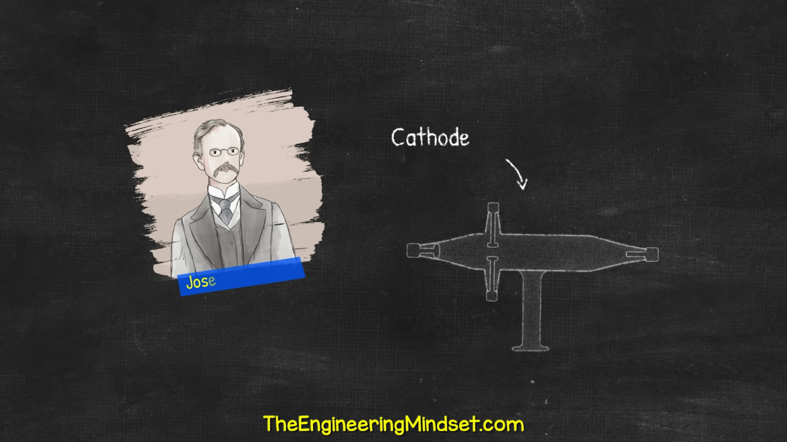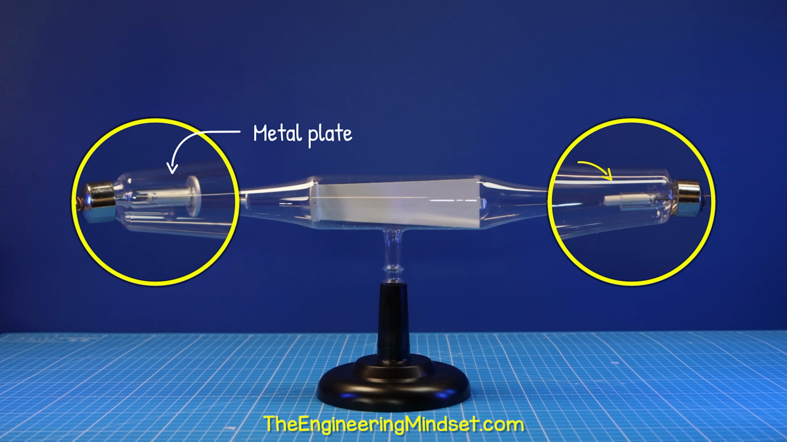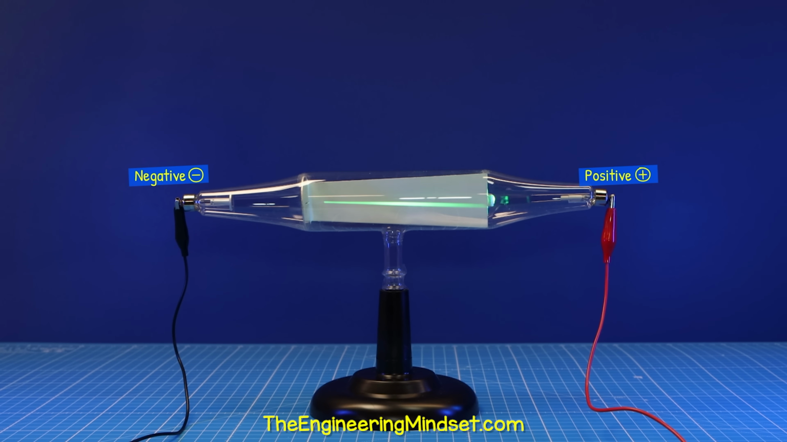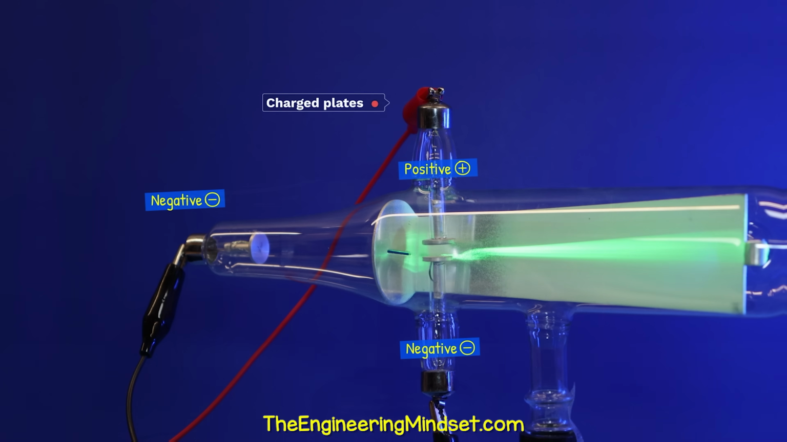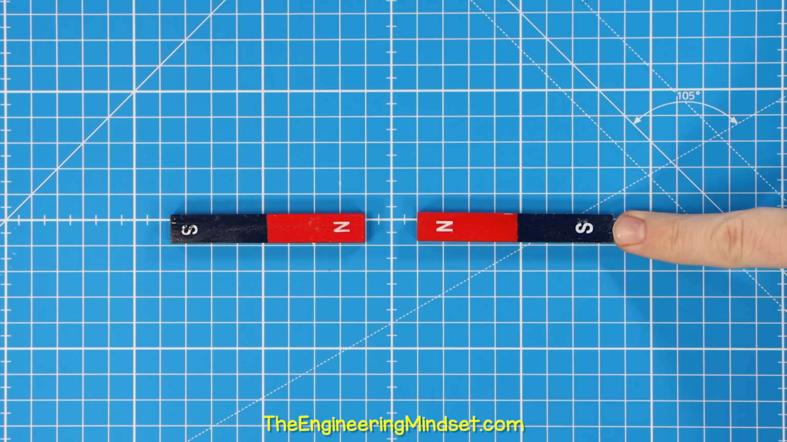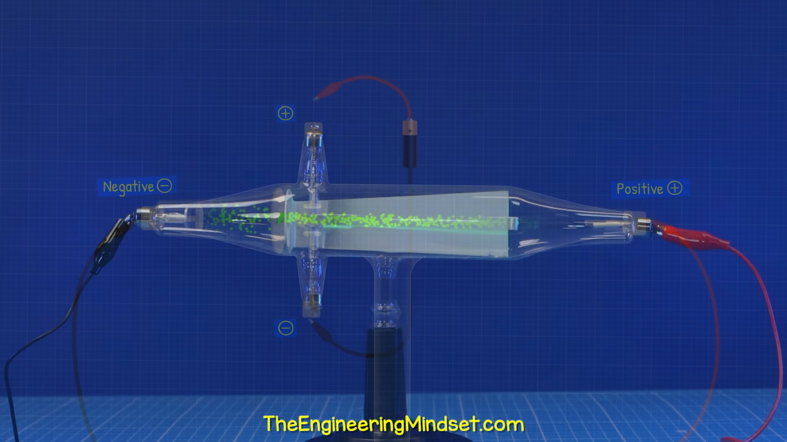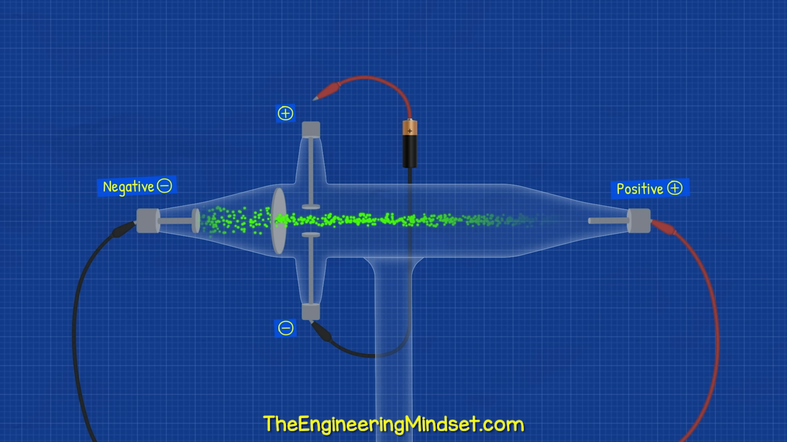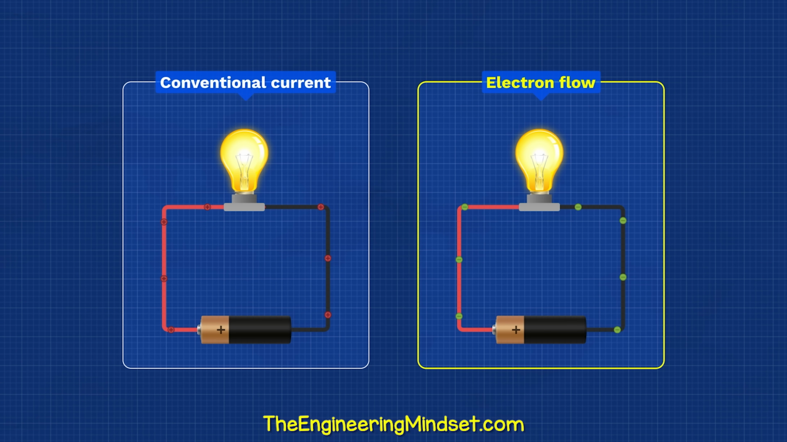Some years later, Joseph Thomson experimented with a cathode ray tube, a device with two metal plates in a vacuum. When powered, a strange ray appeared, and it oddly travelled from the negative to the positive side. He observed that a magnetic field influenced the ray's direction. He also noticed that when passed between electrically charged plates, it deflected in the electric field between them towards the positive side. As we know, like charges repel and opposites attract. So the beam must be made of tiny particles with a negative charge that moves from negative to the positive. He called these particles an electron, and we call this electron flow.